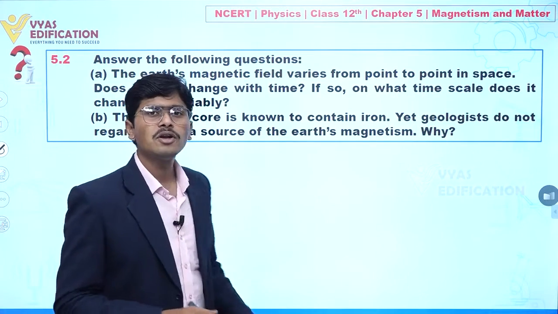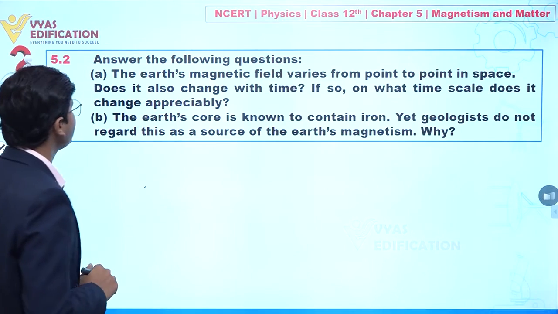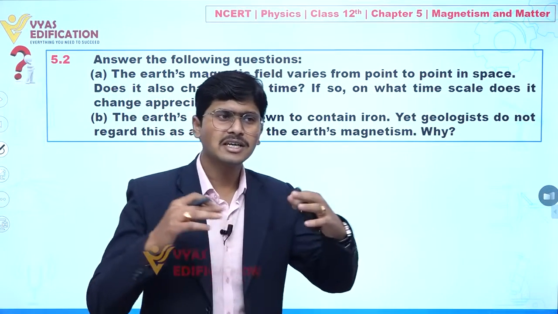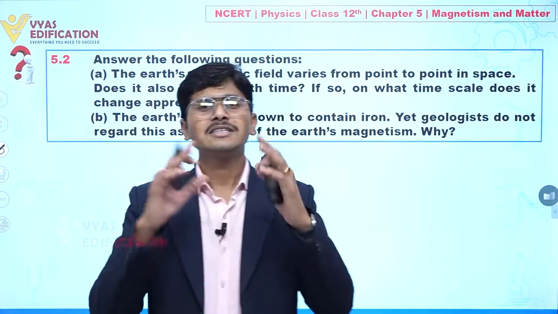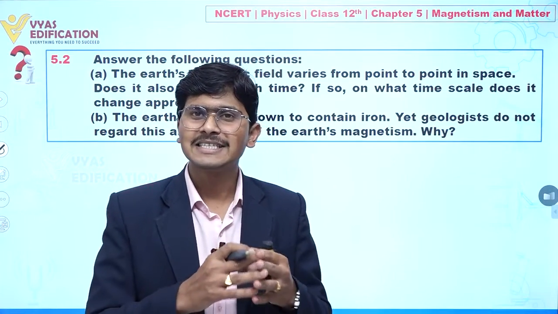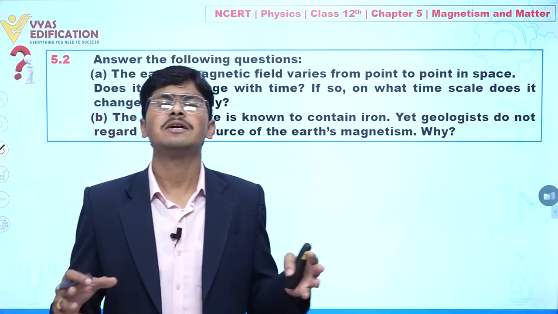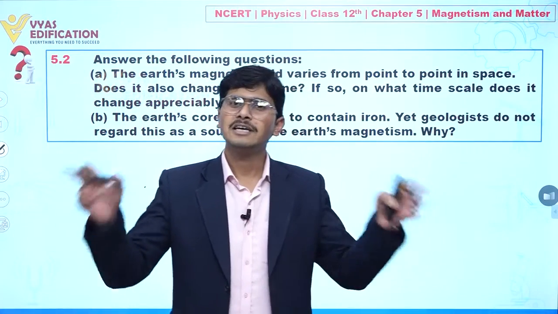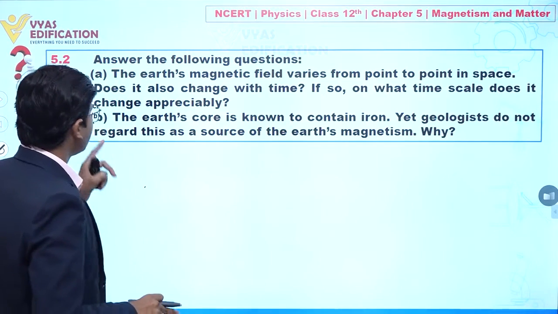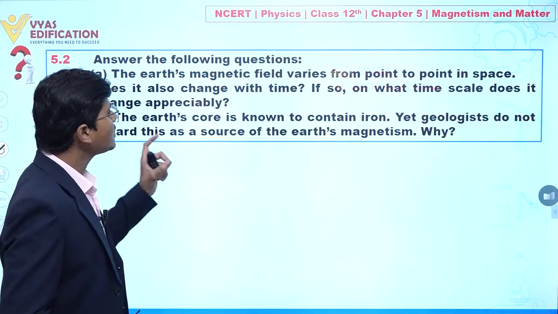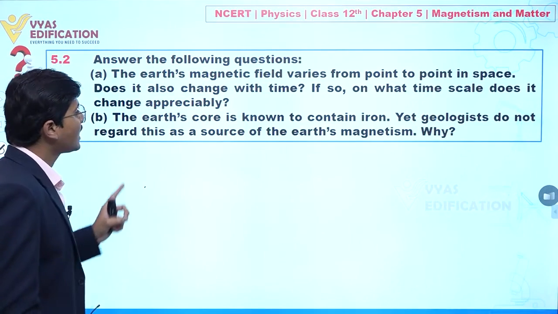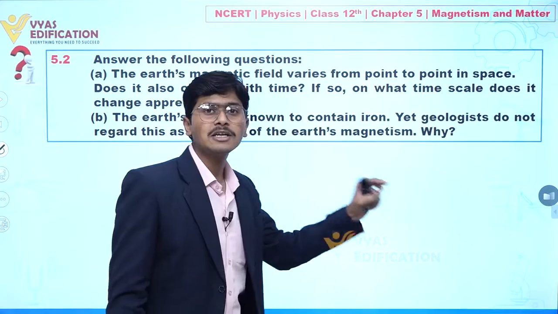Now, if I am talking about part number B, in part number B it is given that the earth core is known to contain iron, clear. Generally it is assumed that at the center of the earth we have iron, and we can consider it as a bar magnet, and due to that bar magnet there would be magnetic field lines for the earth, clear. But it is given in this question, the earth core is known to contain iron, yet geologists do not regard this as a source of earth magnetism.